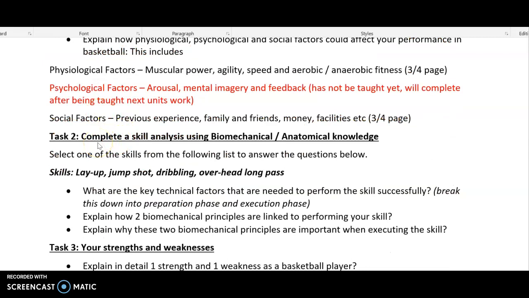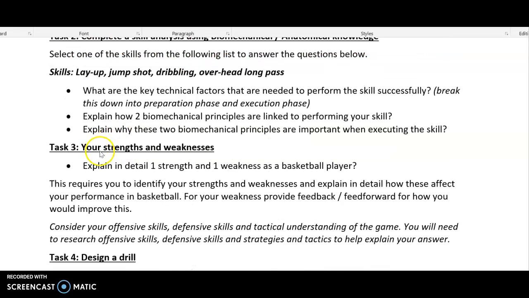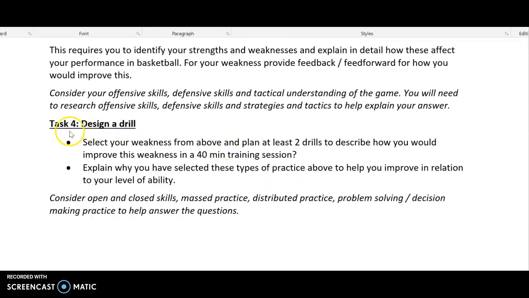So task 2 is to complete a skill analysis using biomechanical and anatomical knowledge. Again, there's a variety of skills you can choose, and you'll refer back to the information we talked to in term 1. Obviously, the benefit of this assignment is it is research-based, and you have all the notes to include and accessible to you as you'll be doing this in your own time. Task 3 is your skill strengths and weaknesses. So it's just identifying one strength and one weakness in your performance. And lastly, task 4 is design a drill.